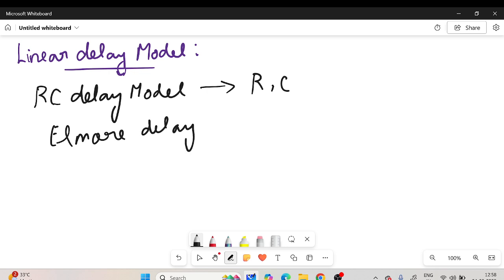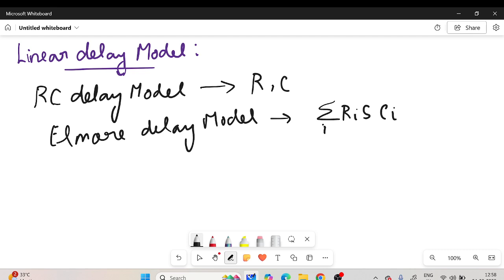The key advantage of going for this Elmore delay model is that you can use a series of resistances and capacitances for estimating the delay in the combinational circuit. Now the third model we are going to see is the linear delay model.